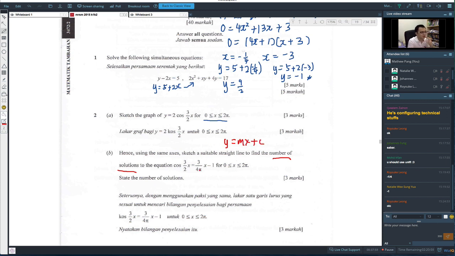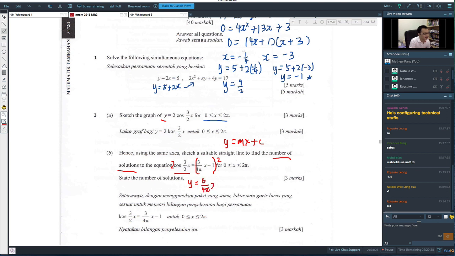I have cos 3 over 2 x, but then I will need to have a 2 in front. So I will multiply the 2 by myself, and here I will multiply the 2 also. If I multiply the 2 over this side, the whole thing over here will become y, because 2 cos 3 over 2 x is y. Then here I multiply 2 into both, and I will have 6 over 4 pi x minus 2. This one is a straight line, so I will need to draw this straight line.